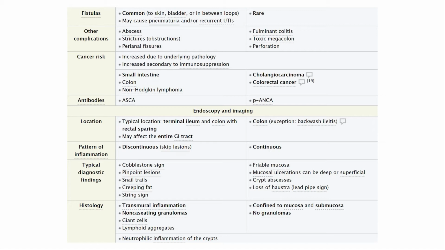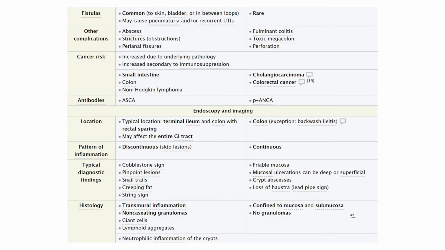The buzzwords for Crohn's are cobblestone, string sign, transmural inflammation, granulomas, whereas for ulcerative colitis, the main thing is that it's continuous, large intestine. It has crypt abscesses, but there are more general abscesses in Crohn's, and the lead pipe sign.